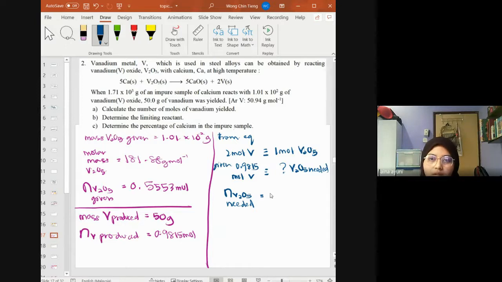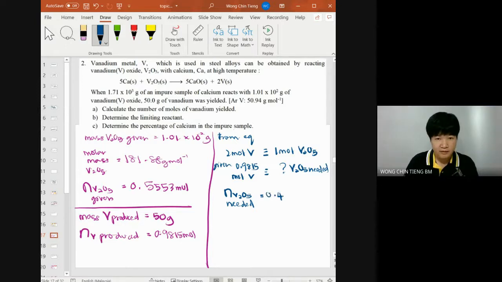0.4908 mole. That is the mole of vanadium oxide needed. Comparison. Compare with the given, the given that we found earlier. Over here. Okay. To make it easier, I always take the left one as the given.